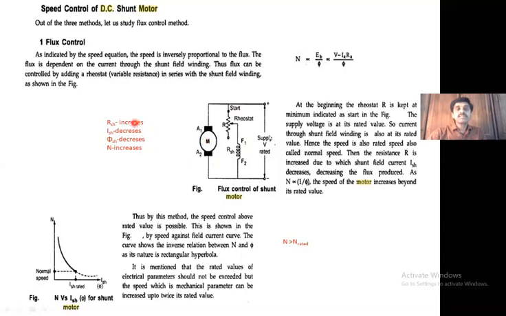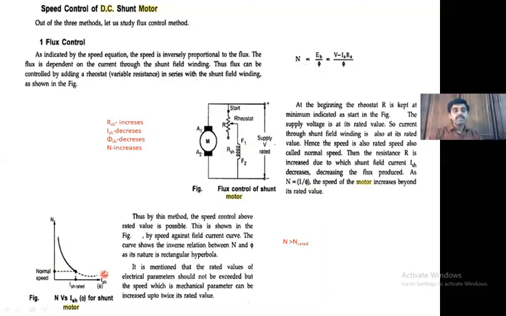When the resistance increases, when the wiper moves like this, what happens? The current through the field winding decreases. When the current through the field winding decreases, the flux decreases. When the flux decreases, the speed increases, because N is proportional to 1 by φ. As the flux decreases, speed increases beyond its rated value.